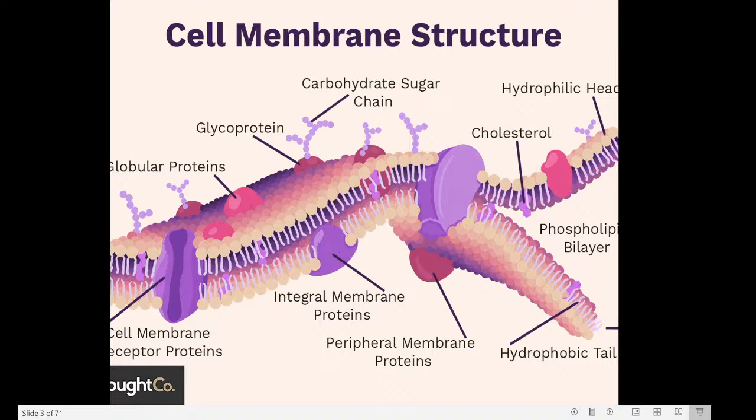It's a very important thing. The carbohydrates are present over the lipid bilayer, and cholesterols are present inside the phospholipid bilayer. Globular proteins and glycoproteins are present over the phospholipid bilayer. Integral proteins and peripheral membrane proteins are present inside the phospholipid bilayer. It's a basic concept. And cellular receptor proteins are present intermediately in the phospholipid bilayer.